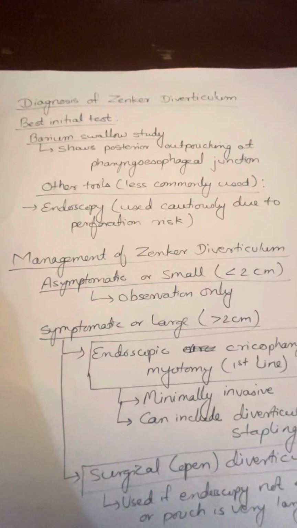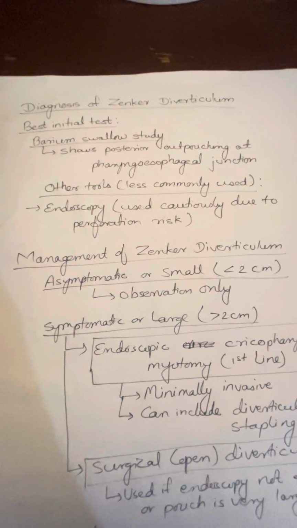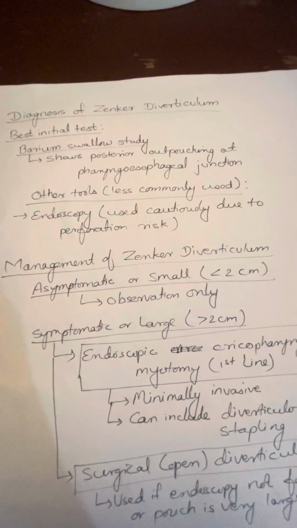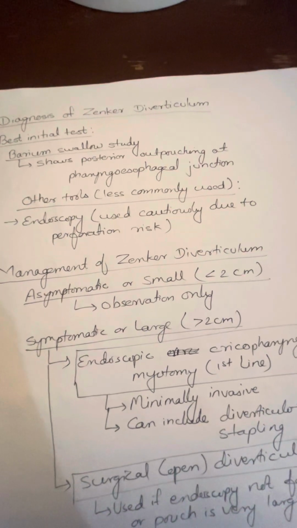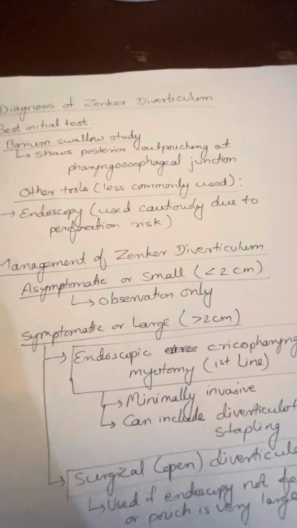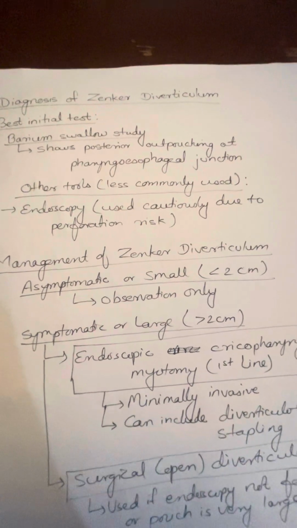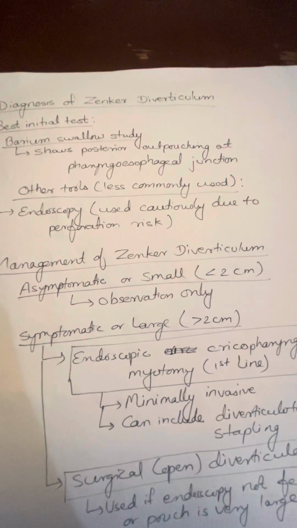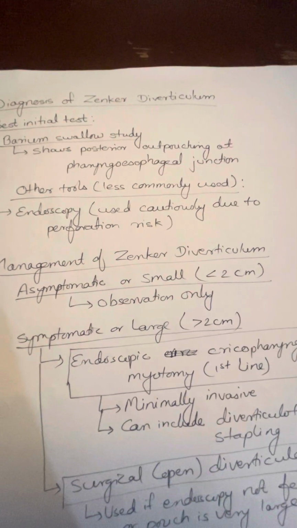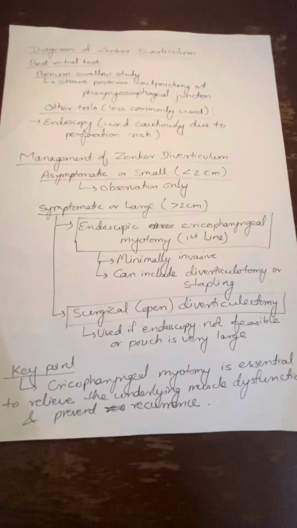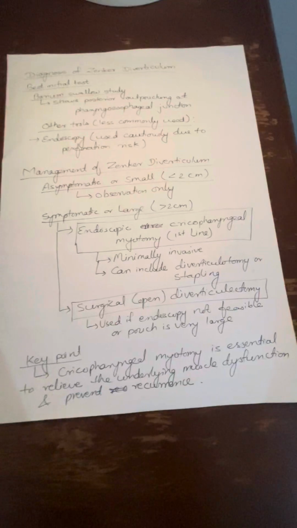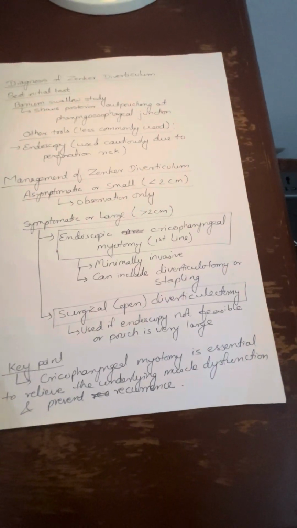Now, the management of Zenker diverticulum. Management can be approached in two phases, that is, whether it's symptomatic or asymptomatic. If it's asymptomatic and small, less than 2 centimeter, we can just wait and watch. But if it starts to develop symptoms, or it grows large, more than 2 centimeter, then we can go for endoscopic cricopharyngeal myotomy, which is the first line, and it is minimally invasive. It can include diverticulotomy and stapling.